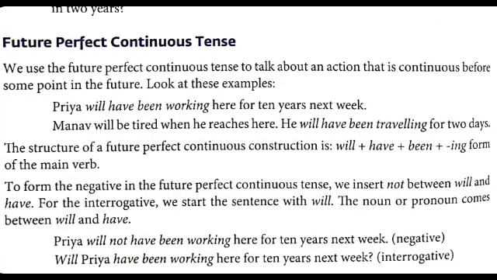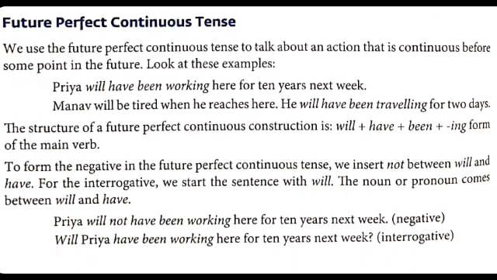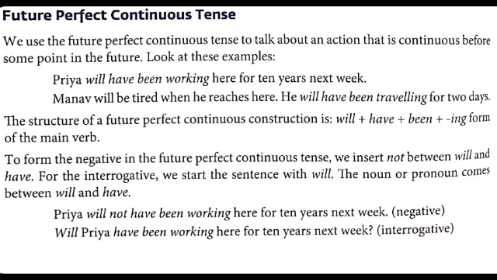Now, the future perfect continuous tense is used to talk about an action that is continuous before some point in the future. Now, how do we use the future perfect continuous construction? By will plus have plus been plus the ing form of the main verb. How do we use the structure? Will plus have plus been plus the ing form of the main verb.